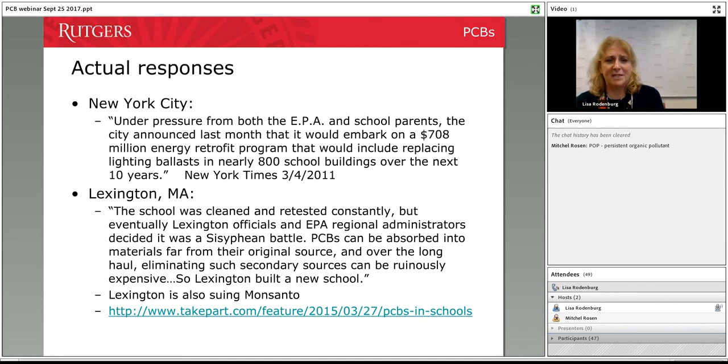In Lexington, what they did is they tried to keep cleaning and retesting. You know, they kept cleaning the air ducts and cleaning the school and retesting. And so they would clean the air ducts and they would test the air quality immediately afterwards, and the PCB levels would be way down, and they'd be very happy. And then they'd come back 3 months later, and the PCB levels had gone back up again. And so they finally realized that it just wasn't going to work. They could clean it forever, and they would never be able to get all the PCBs out of the school.